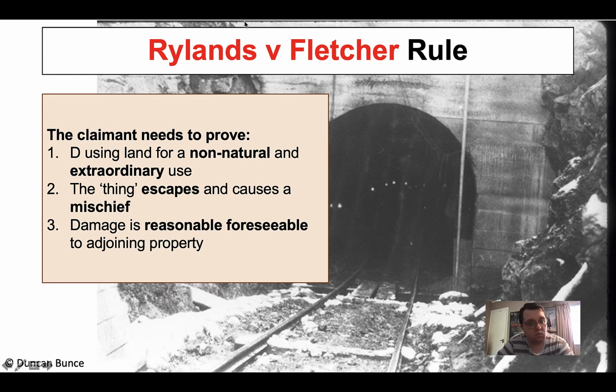Secondly, that the thing, whatever it may be, as we'll see some examples in a moment, escapes and causes a mischief, and that mischief leads into point 3, which is damage, but that damage is reasonably foreseeable to the adjoining property. So to recap, it's something non-natural and extraordinary that the defendant has, and that thing that they've brought onto their land has escaped. It's caused this mischief by going onto the claimant's neighbouring land, and therefore they've suffered damage as a consequence.